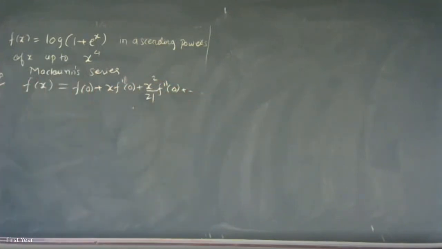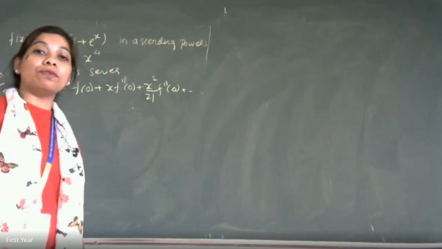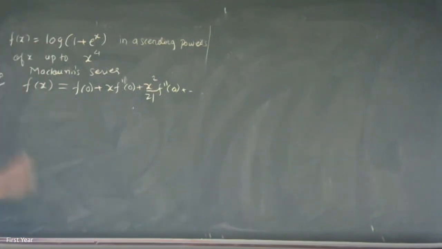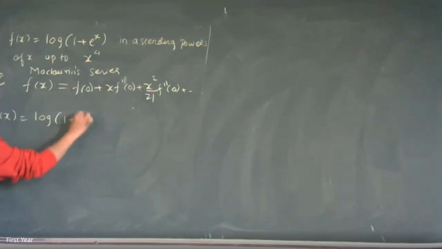So that's your Maclaurin series formula: f of 0 plus x f dash of 0 plus x square by 2 factorial f double dash of 0 and so on. Now it is said up to x raised to power 4. So how many derivatives you have to find? 4 derivatives. Up till 4 derivatives you have to find. So first of all, write down the function. f of x is log of 1 plus e raised to x.